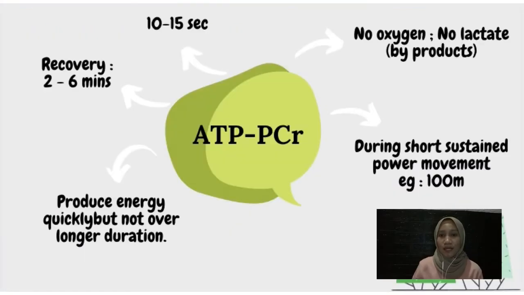The first energy system, ATP-PCr, is an anaerobic system, meaning oxygen is not required to produce ATP, and there is no lactate produced as a byproduct. During short sustained power movement or any quick burst such as a 100-meter sprint, ATP will provide the energy alone for a few seconds, with a compound called creatine phosphate or PCr offering ATP for another few seconds. Like ATP, PCr is also limited, so this system can provide energy for movement for 10 to 15 seconds. This will produce energy quickly but not over a longer duration. Recovery takes 2 to 6 minutes.